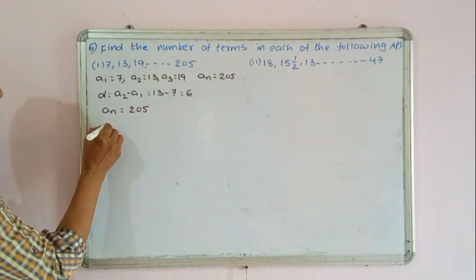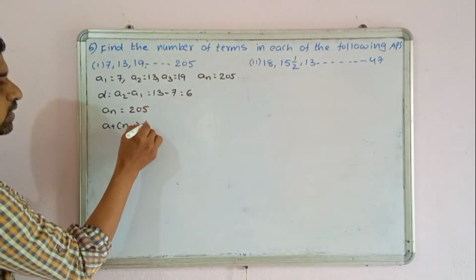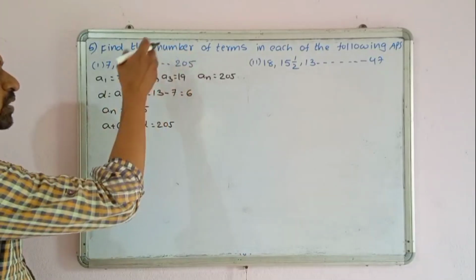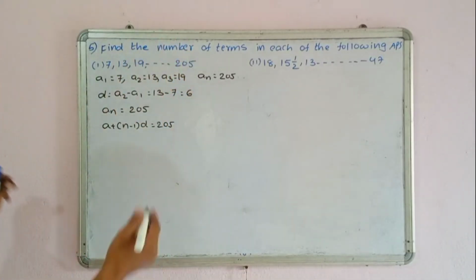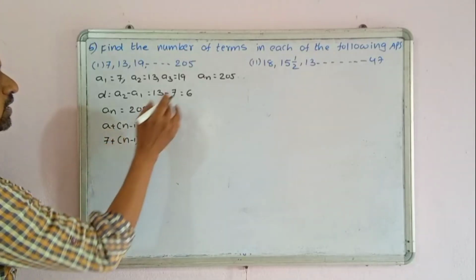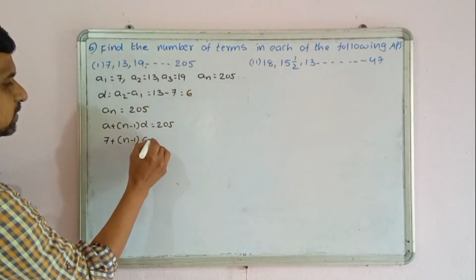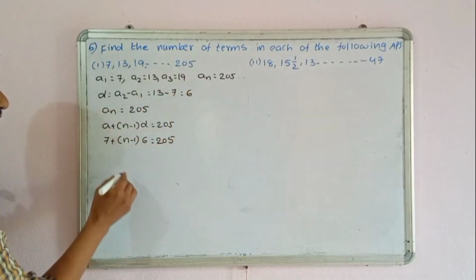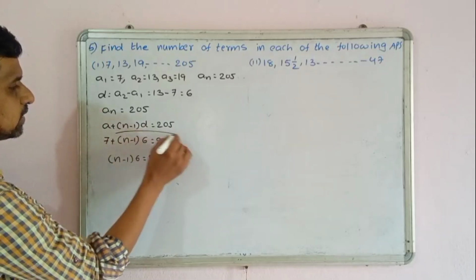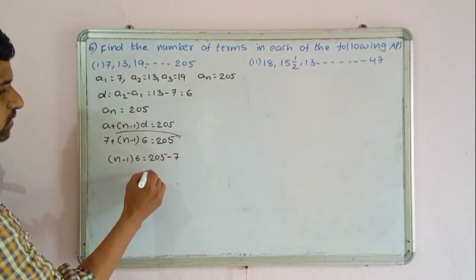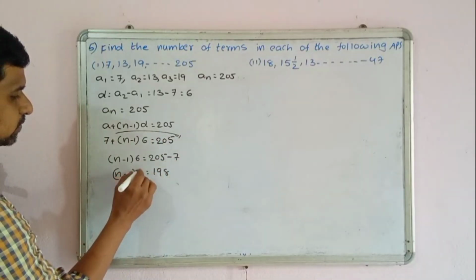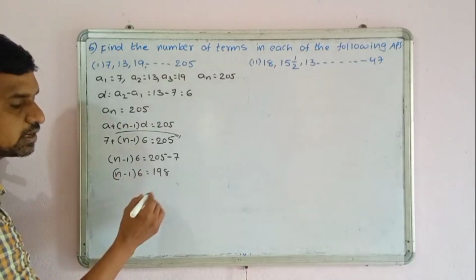What is the formula of an? A plus n minus 1 into d equals 205. So how many terms are there? Maybe 10 terms, 20 terms, 30 terms. So we will find that one. So a is nothing but 7, plus n minus 1, d is the common difference 6, equals 205. So n minus 1 into 6 equals 205. 7 transpose to the right side, minus 7. So 205 minus 7 is 198. n minus 1 into 6 equals 198.